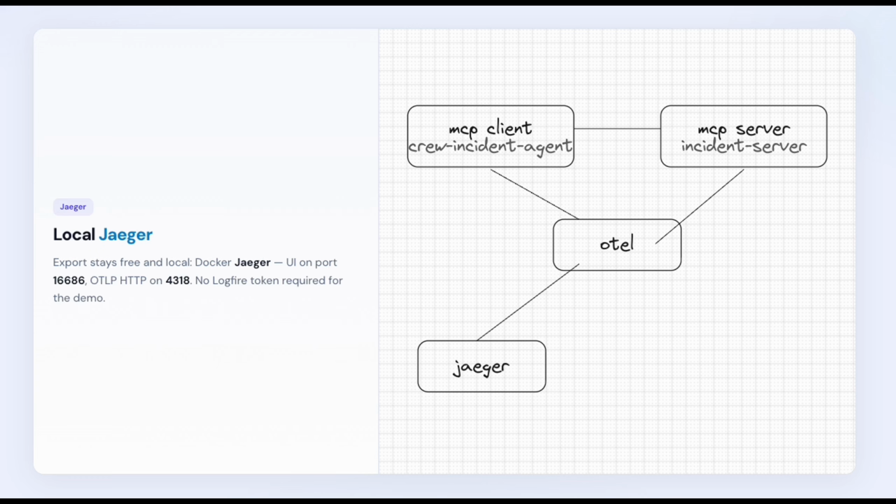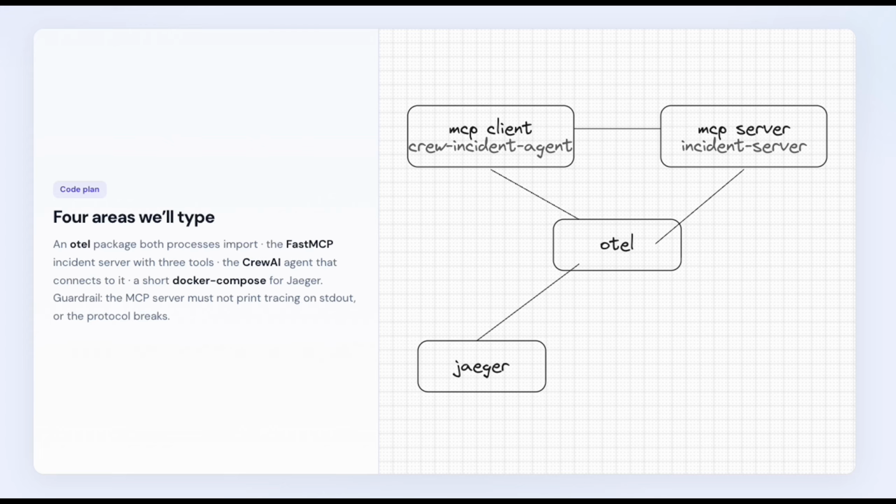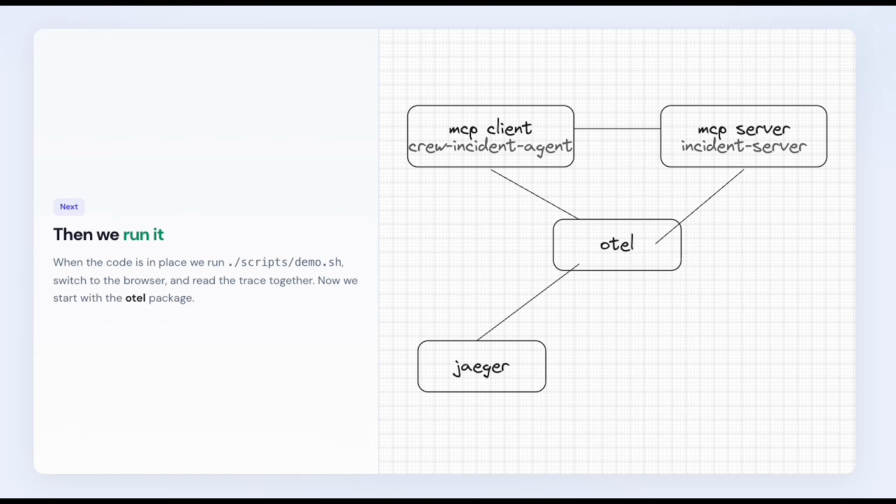We will type four areas. An OTEL package acts as an API for the configuration of the telemetry packages, the FastMCP incident server with three tools, the CrewAI agent that connects to it and orchestrates everything, and a short Docker Compose for Jaeger. When the code is in place, we run the demo script, then we switch to the browser and read the trace together. Now we will start with the OTEL package.